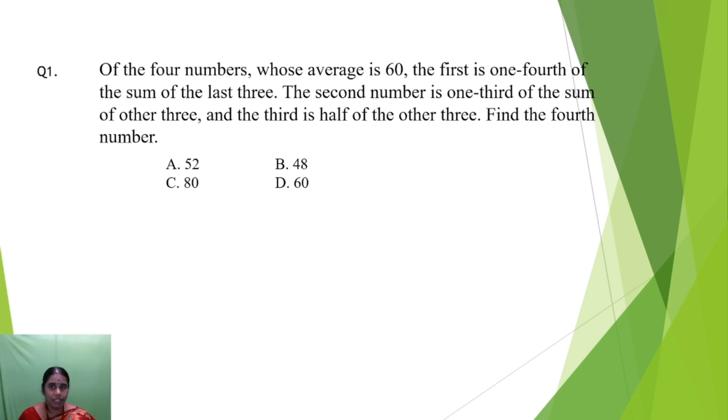And they have mentioned the first one is nothing but 1/4 of the sum of the other three. The second number is 1/3 of the sum of the other three, and the third is half of the other three. Find the fourth number, they are asking. Okay, we have to calculate whether it belongs to A, B, C or D. But our answer is A.